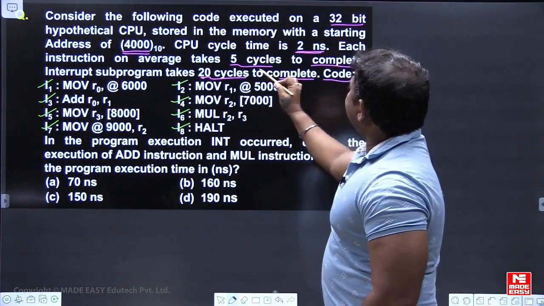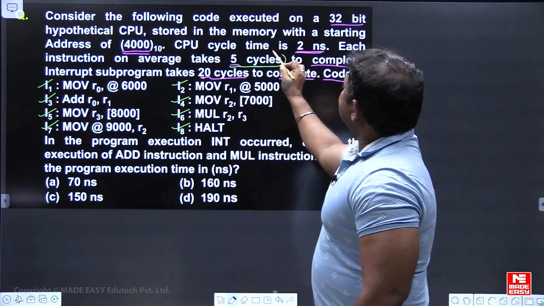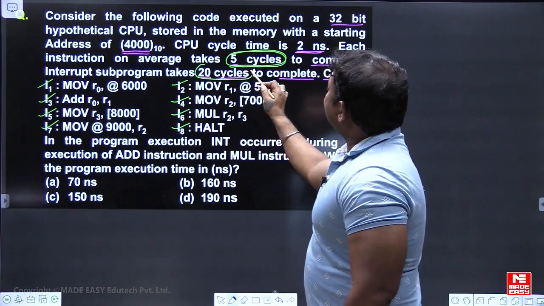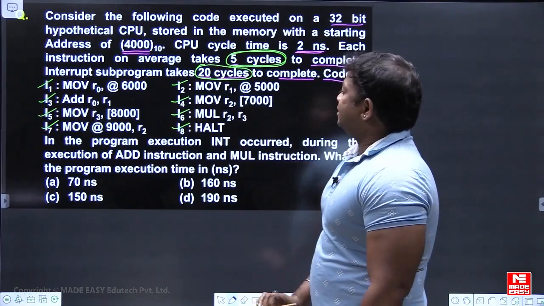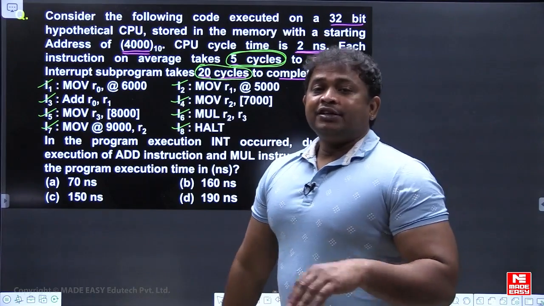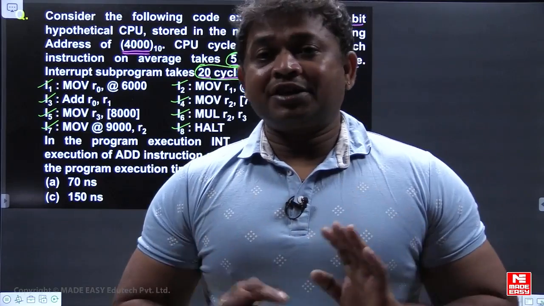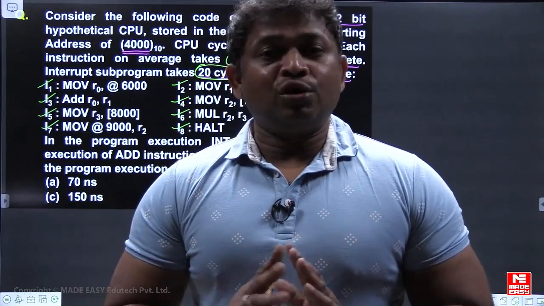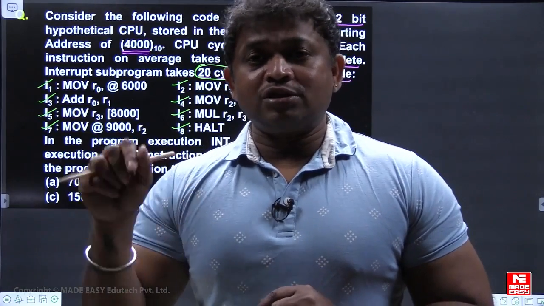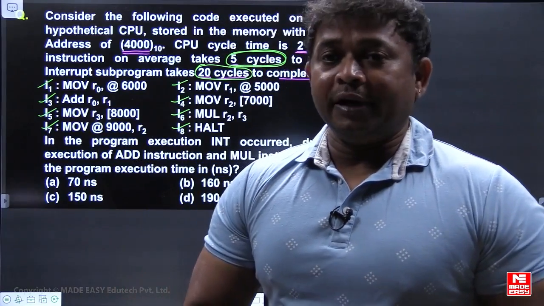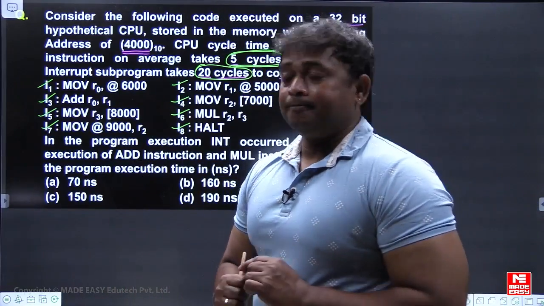That is already given here. On average, each instruction takes 5 cycles, and the interrupt subprogram takes 20 cycles. That is also given. So the fetch cycle and execution cycle do not matter, the length of instruction does not matter, and addressing modes do not matter in this question, because on average every instruction takes 5 cycles to complete. That is mentioned in the question.